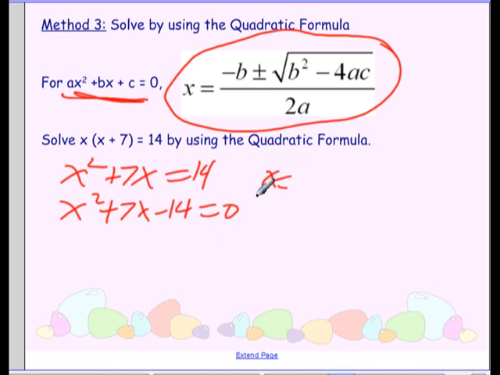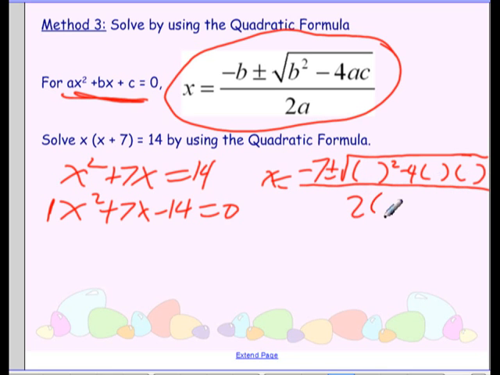So x equals, so a is 1, b is positive 7, c is negative 14. So negative b, that's negative 7, plus or minus the square root of, and I like to actually set up the parentheses here so I don't make any mistakes with signs, b squared, so that's 7 squared, minus 4 times a times c, which is the negative 14. Oops, almost forgot, all over 2a, a is 1.